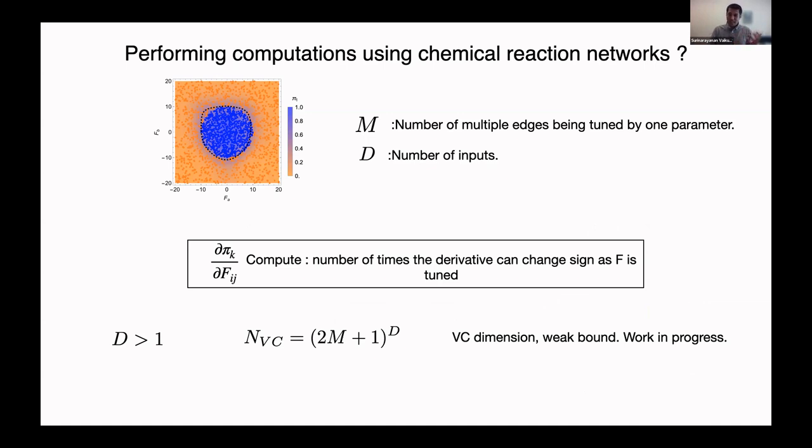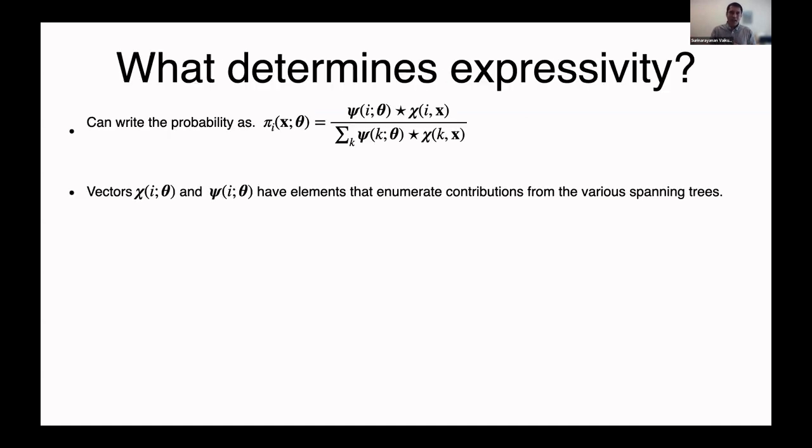If you go to higher dimension, this is still work in progress. We can work out something called the VC dimension. It's a weak bound, not very informative in many cases, but it's a very loose measure of how expressive the system is, or what kinds of shapes you can draw out. This dimension ends up being (2m plus 1) to the power of d. So it suggests that things are more expressive as you add m, and it becomes exponentially more expressive. But this is something we're still working out, still trying to get a better handle on.